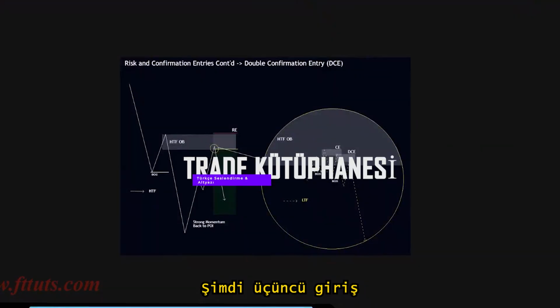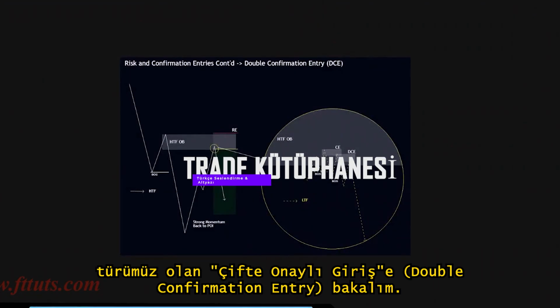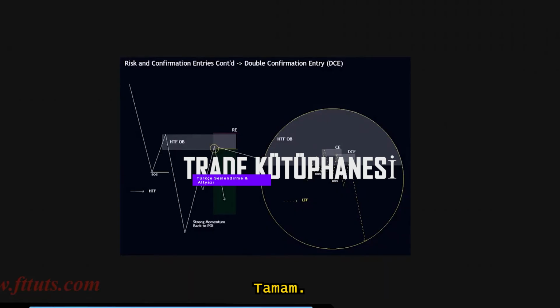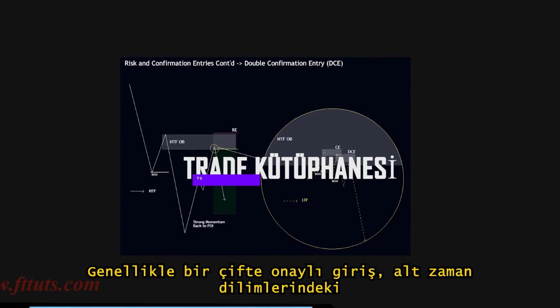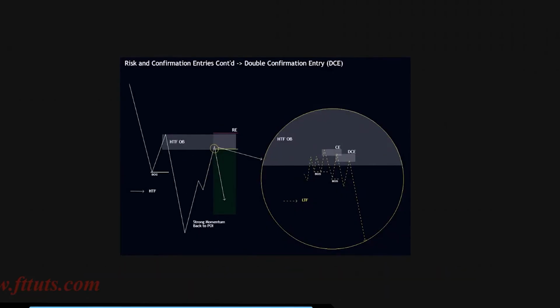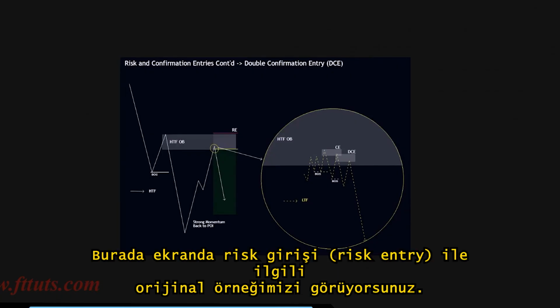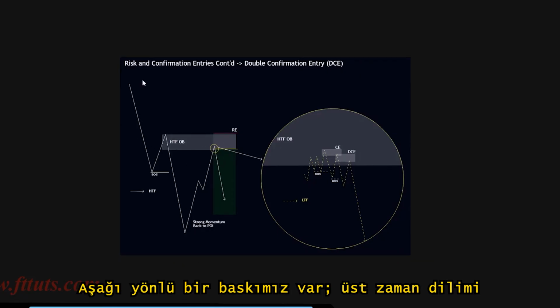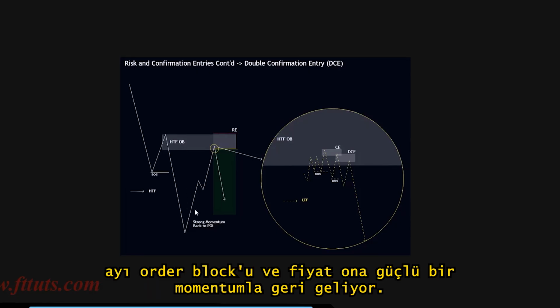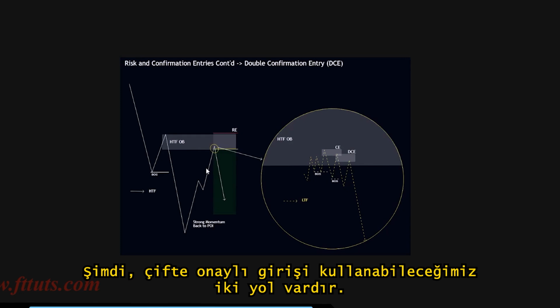Let's now take a look at the third entry type called the double confirmation entry. Typically, a double confirmation entry would be a confirmation entry of a confirmation entry on that lower time frame. So you can see here on the screen, we have our original example of the risk entry. We have pressure to the downside, higher time frame bearish order block, price coming back to it in strong momentum.